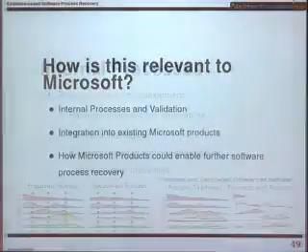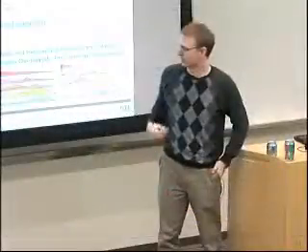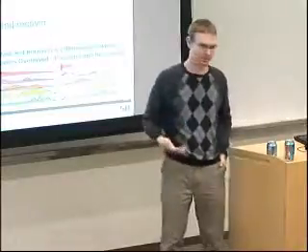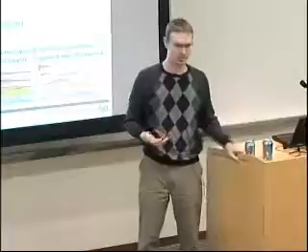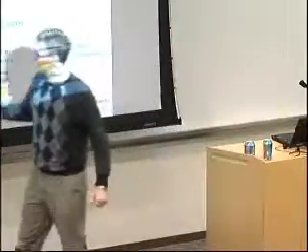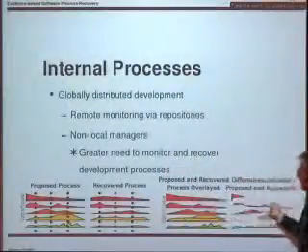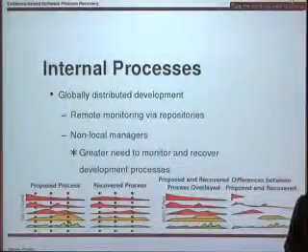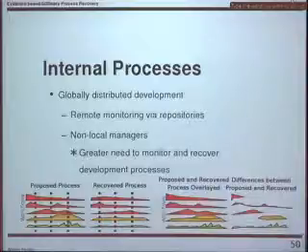So for internal processes, I think one of the issues is when you have globally distributed development, you want to keep tabs on things, you don't always have your manager in the same location, things like that. You might have the proposed process, and at least maybe you can validate what the underlying process was and what the differences were. So at least in terms of like project dashboard, project timeline, some of this stuff might help, and I don't doubt that you'd have some of it.